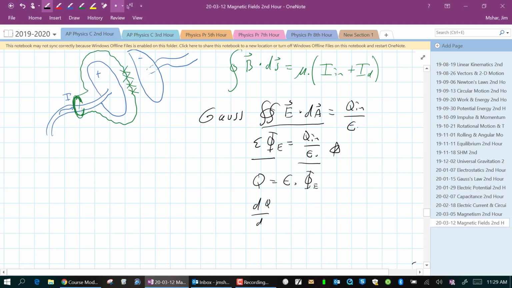dQ/dt would equal epsilon naught, well, that's a constant, and then times the derivative of the electric flux with respect to time, okay? We call that displacement current. This is like the imaginary current that is passing through that surface that we drew up above with the green with the x's, okay? Now, that's also the rate at which the capacitor is actually charging, okay?